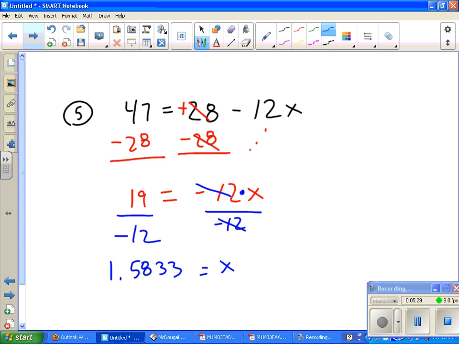Again, all we're looking for is the 100th place. So 8 is your 100th place. Look to the number directly to the right. 3 is not 5 or greater, so 8 is going to stay the same. So x is approximately 1.58, stays the same.